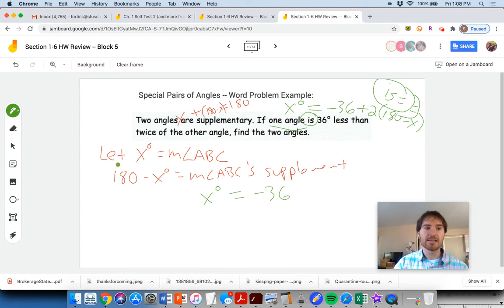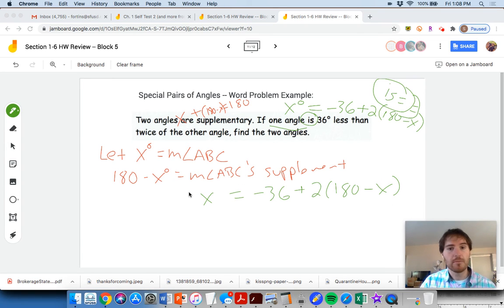So minus 36. I'm going to get rid of that little degree symbol right there because it's unnecessary. The measurements here, that number is implied to be in degrees. Okay, so negative 36: we take away 36 from twice the angle of the supplement, and that's going to tell us the measurement of the original angle here. Now we just have to do our algebra and mathematically solve this.